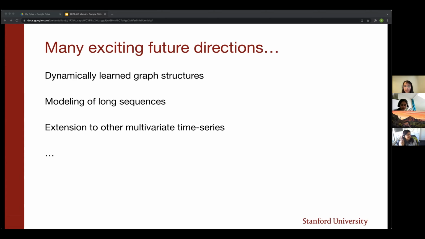And finally, the extension of current methods to a more generic graph model for all kinds of multivariate time series will be interesting as well.